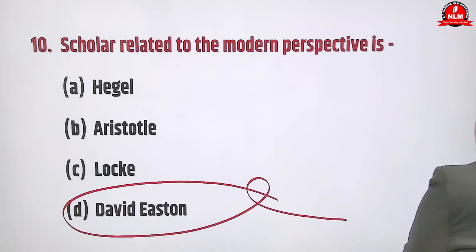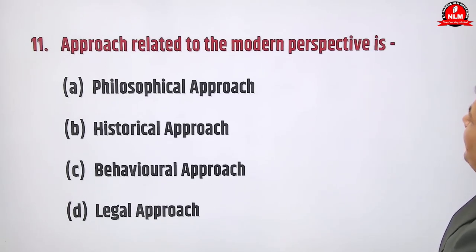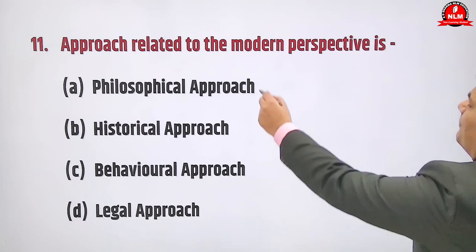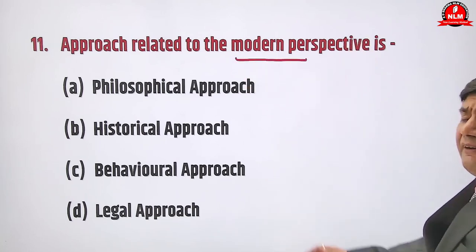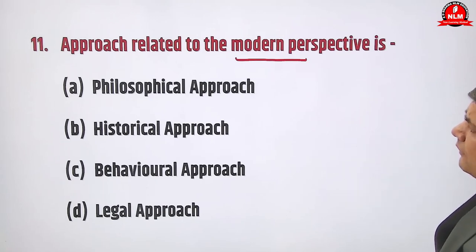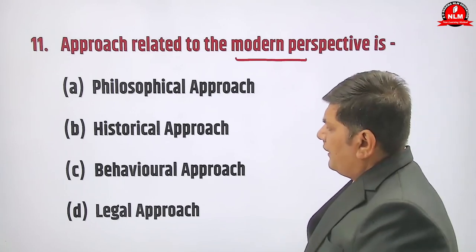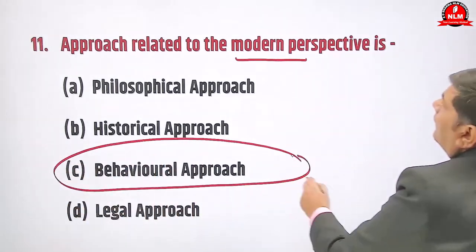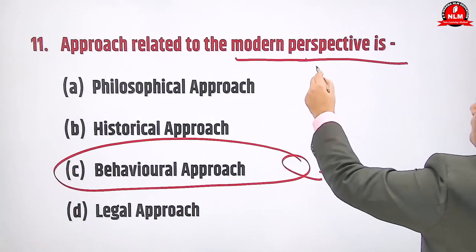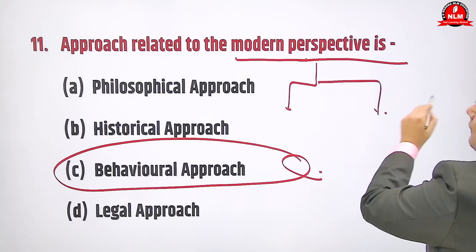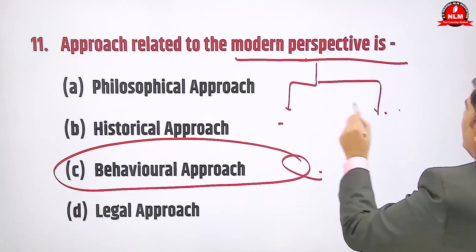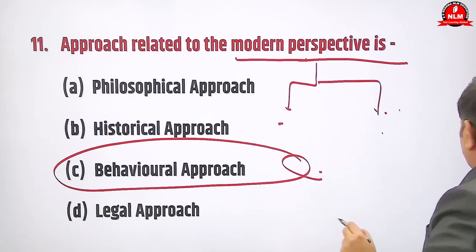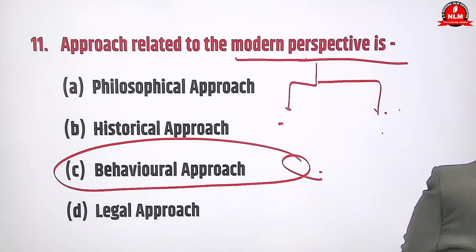Now we discuss question number 11. Which approach is related to the modern perspective? Modern means behavioralism, the behavioralistic perspective. Option A. Philosophical approach, B. Historical approach, C. Behavioral approach, D. Legal approach. Dear friends, as you know, the modern perspective is related to the behavioralism and post-behavioralism approach. So the right answer is behavioral approach.